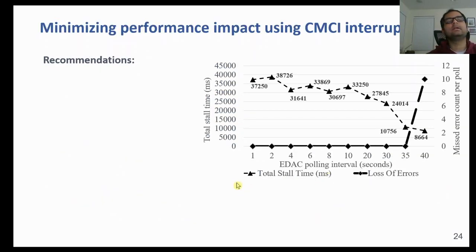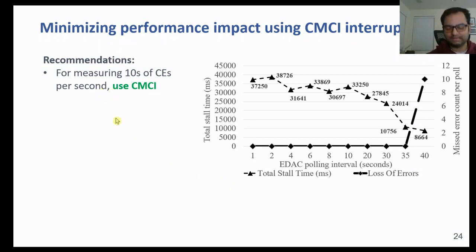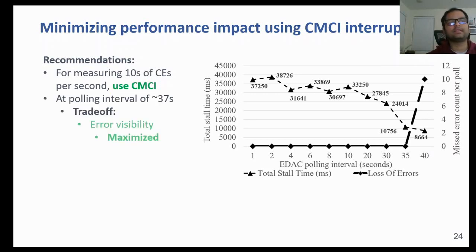So in essence, combining the previous observations, we would like to propose the following recommendation. For measuring tens of CEs per second in the production environment, definitely use CMCI instead of using SMIs.